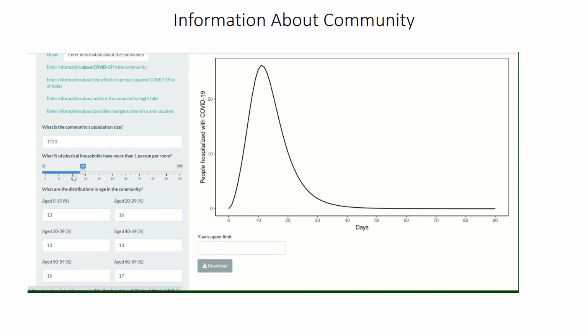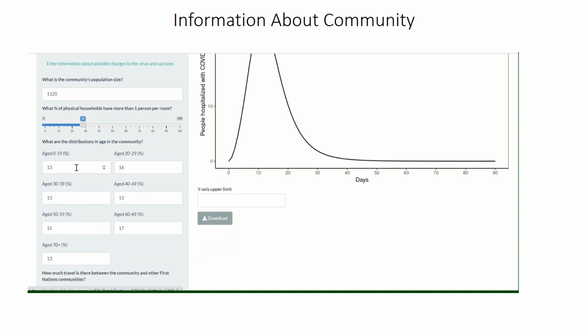Next is the percent of households with 2 or more people per room. This is going to tell the model something about contact rates between people, as well as an individual's ability to self-isolate if they have a case of COVID-19.